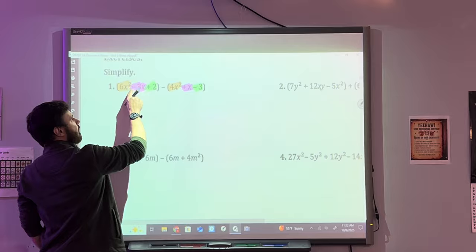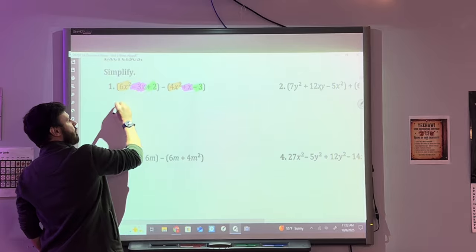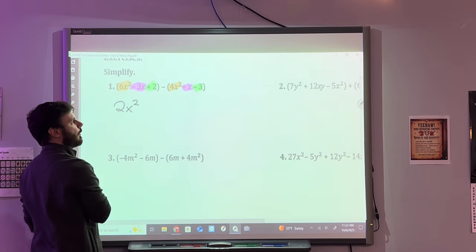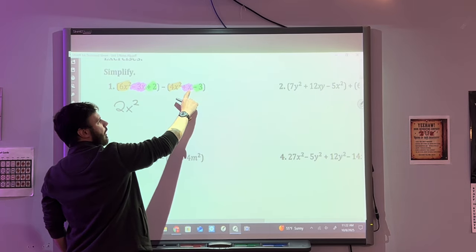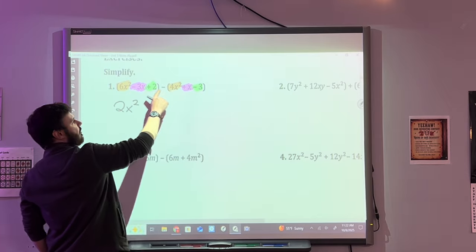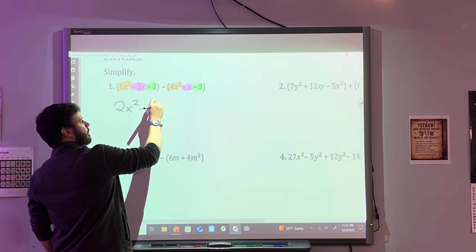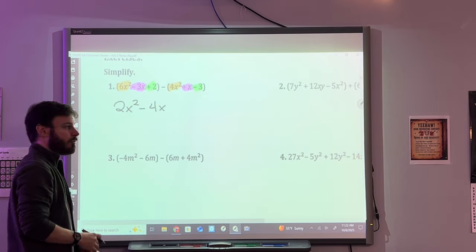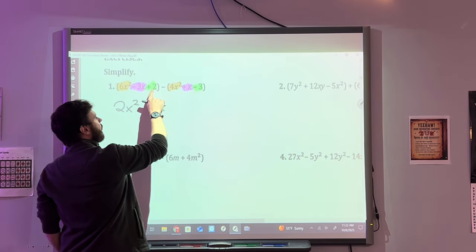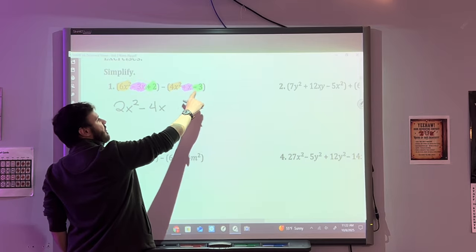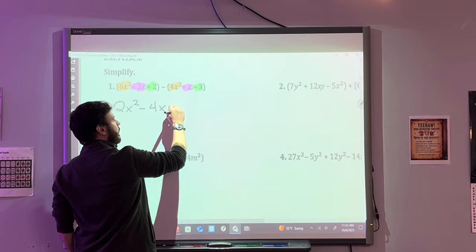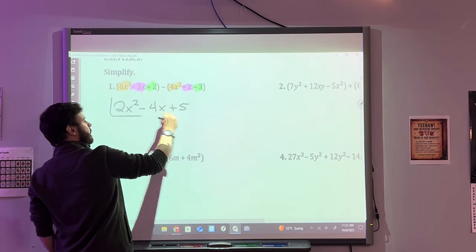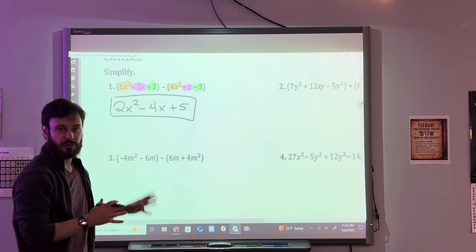So 6x squared minus 4x squared is 2x squared. Negative 3x minus a positive x: negative 3x minus an x is minus 4 x's. 2 minus a negative. Minus a negative turns positive. 2 plus 3. And that is the final answer.